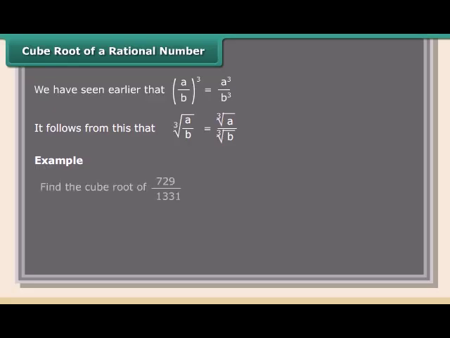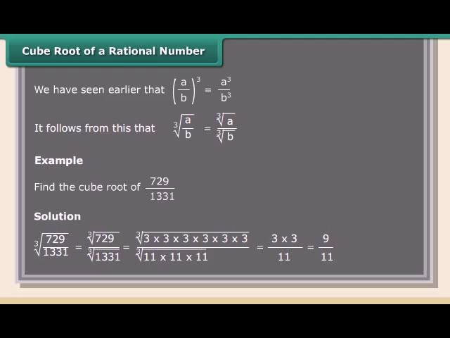Example: find the cube root of 729 upon 1331. Solution: the cube root of 729/1331 is equal to the cube root of 729 upon the cube root of 1331, which is equal to the cube root of 3 × 3 × 3 × 3 × 3 × 3 upon the cube root of 11 × 11 × 11, which is equal to 3 × 3 upon 11, which equals 9/11.